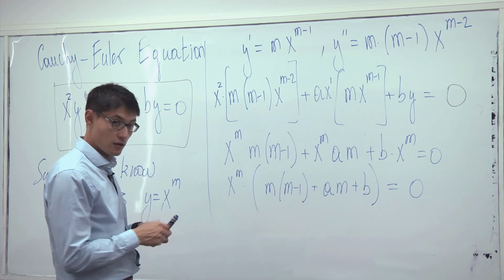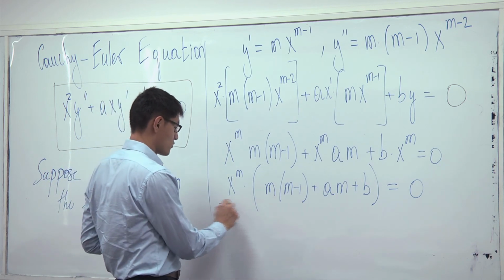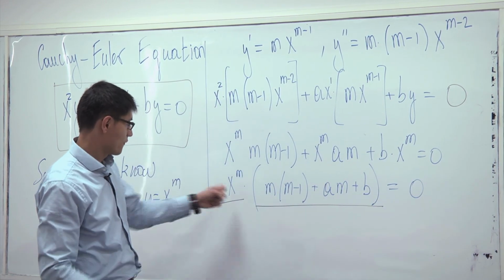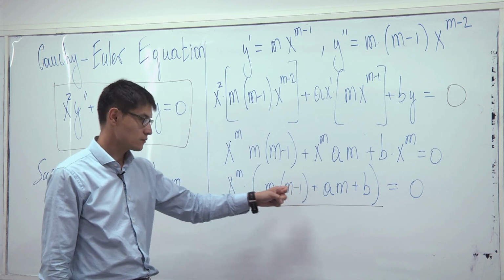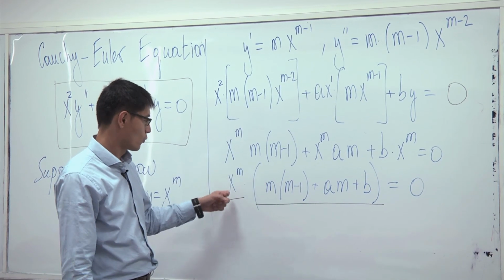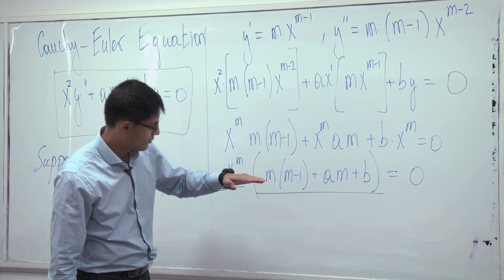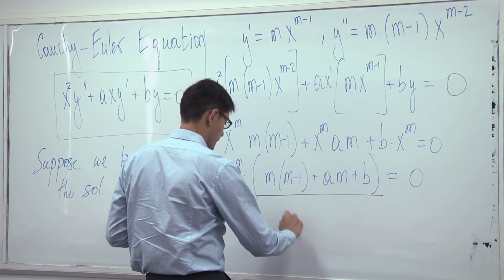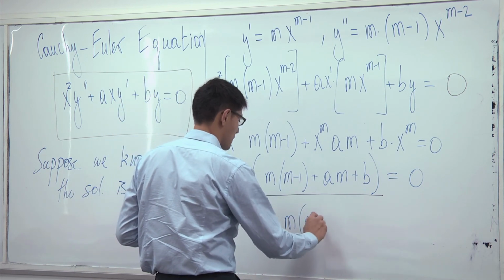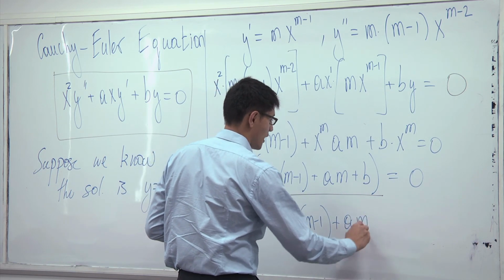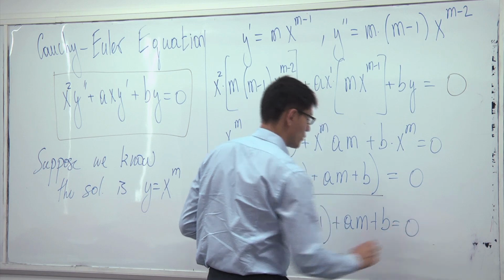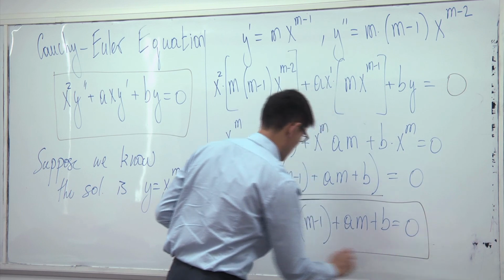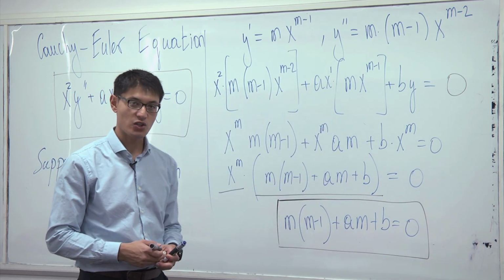So if I have a product of two terms, here's one term, here's another term, and this times this has to be equal to 0, then either the first term must be equal to 0 or the second one. Setting the first term equal to 0 won't produce any meaningful results. But if I set the second term equal to 0, then that would help us. So what we get is that m times m minus 1 plus am plus b must be equal to 0. So whatever m is, it has to satisfy this equation.